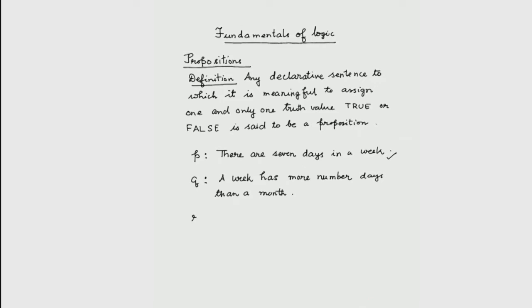Let us look at another sentence we denote by R, which is an interrogation: what is your name? Now, this sentence cannot have a truth value because that is meaningless, and hence this sentence is not a proposition. Therefore, we see that all propositions are sentences, but all sentences are not propositions.